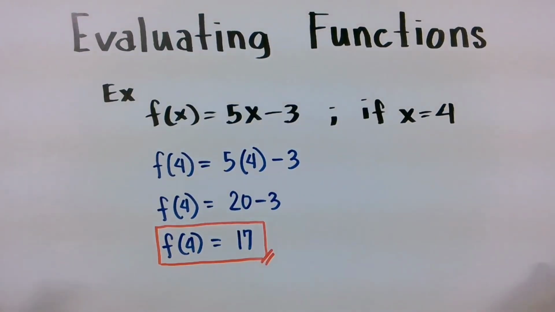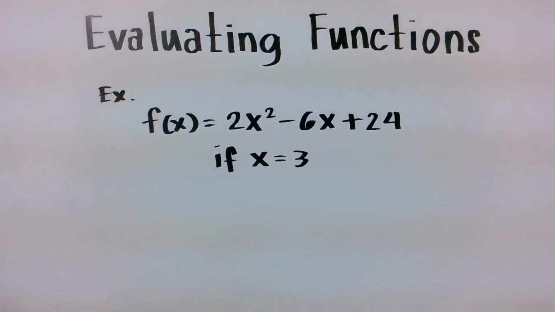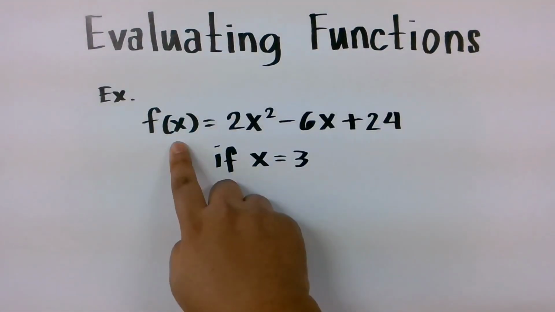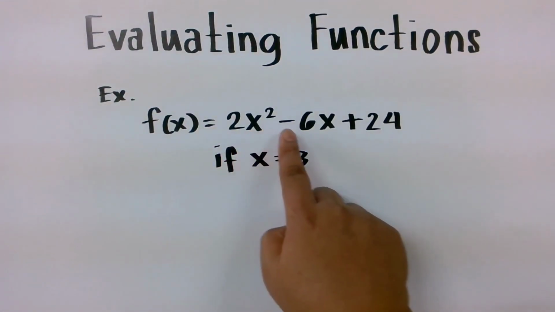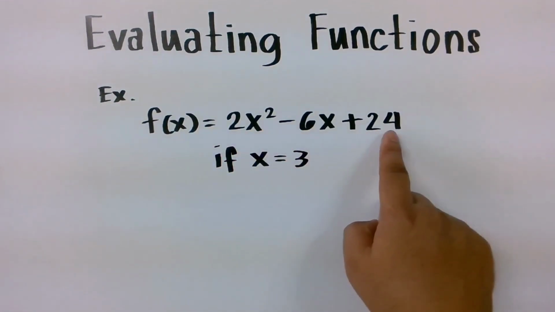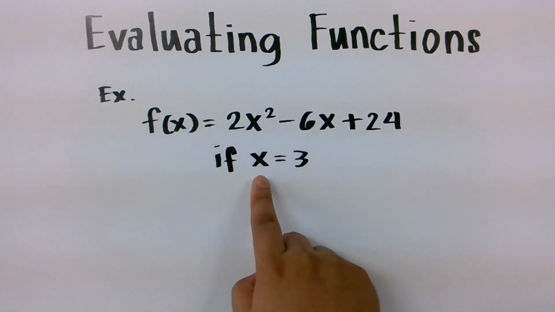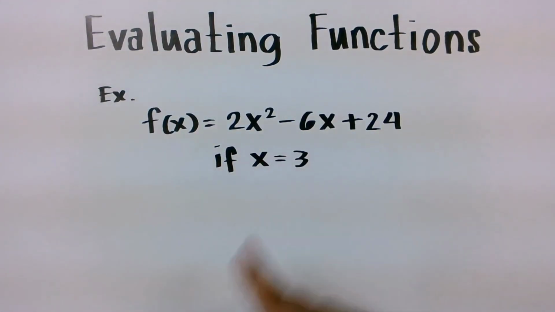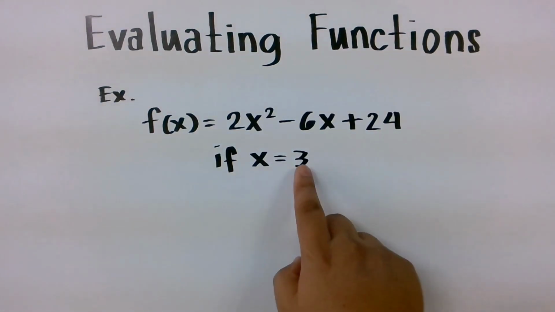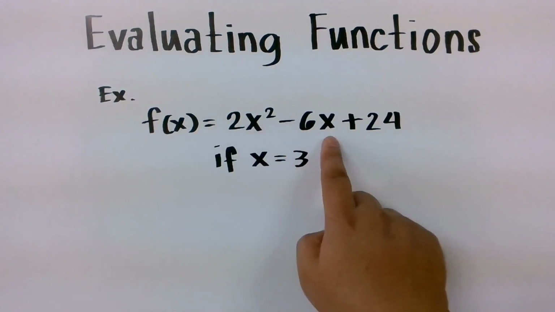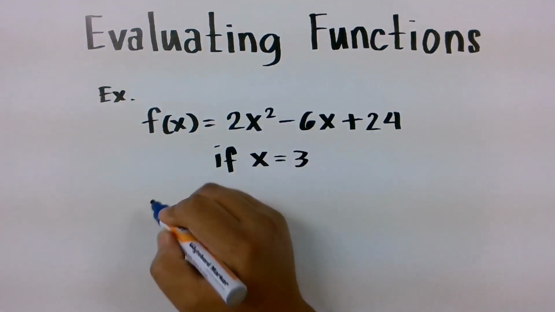Okay, so let's have another example. So we have f of x equals x squared minus 6x plus 24. Now our x here is 3. So we'll just replace x with 3. Okay? So yan, yung 3 na yan, ipapalit natin yan sa lahat ng variable.